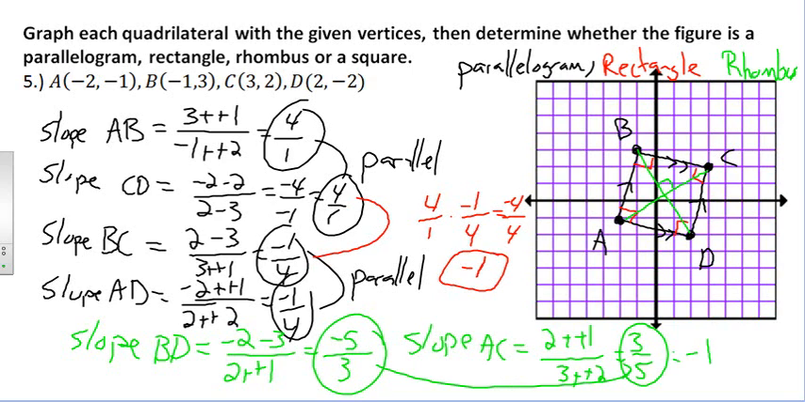And if something is both a rhombus and a rectangle at the same time, it is also a square. So this object was all 4 of these things.